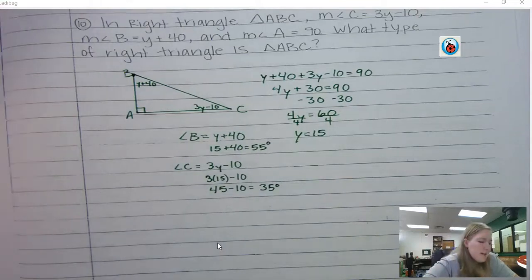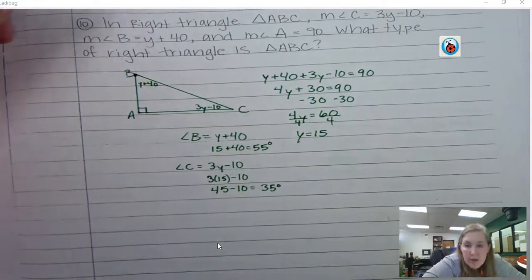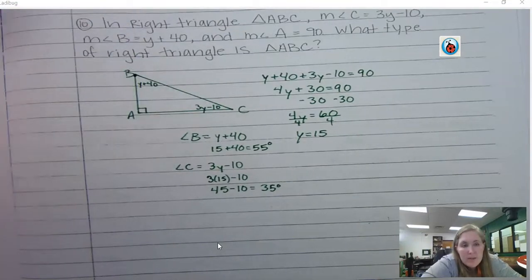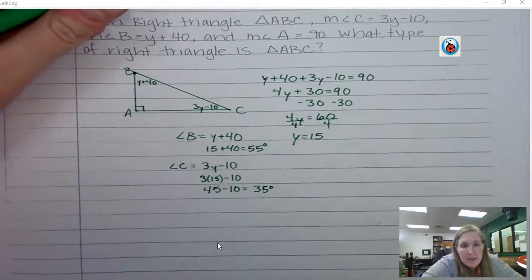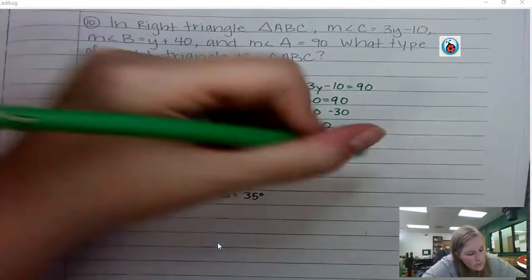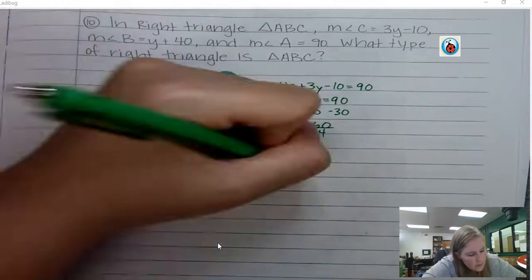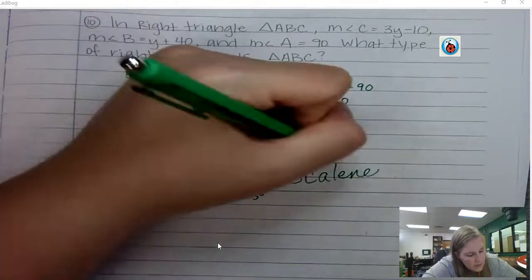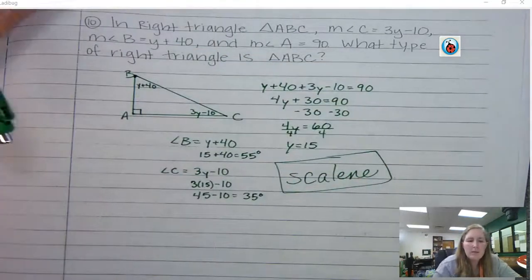So what that would mean is that this is going to be a scalene triangle, because if it was isosceles, then these two angles would be congruent to each other. It would be the same length or the same size. So it is going to be a scalene triangle.